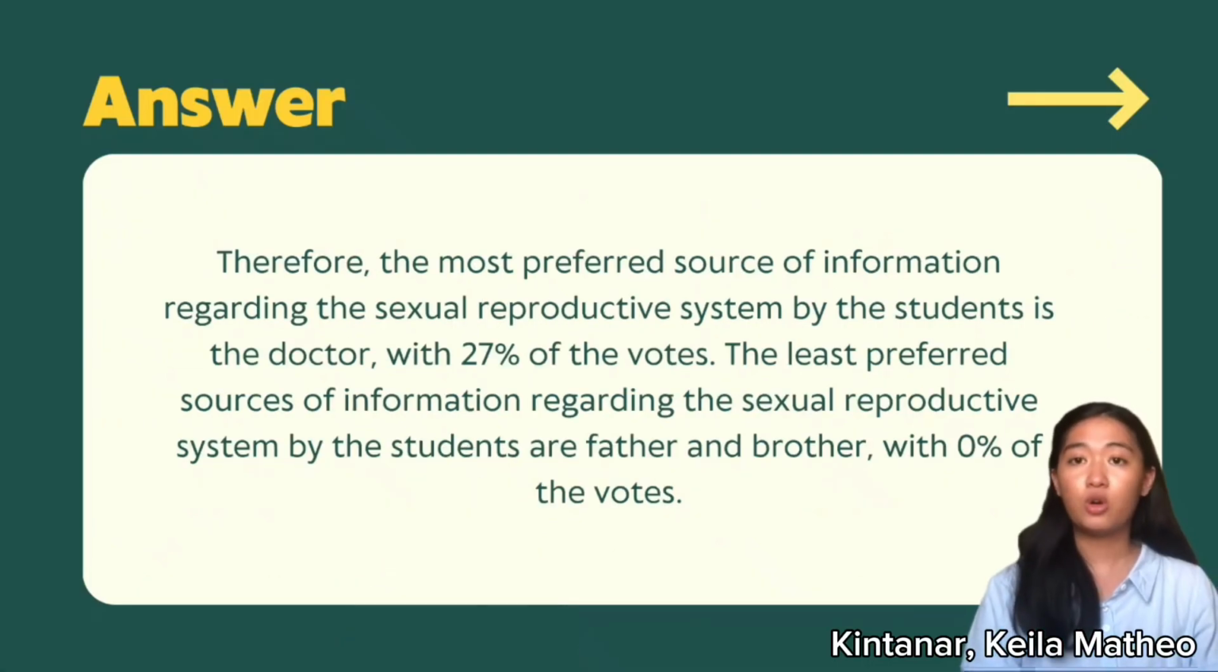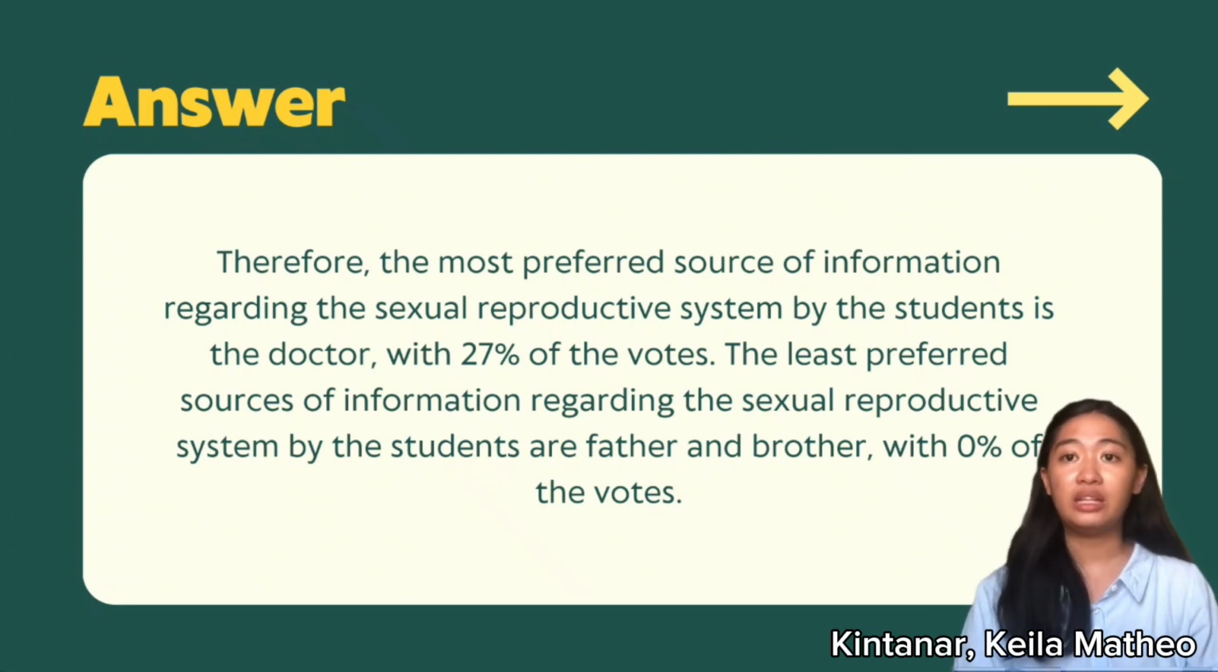Therefore, the most preferred source of information regarding the sexual reproductive system by the students is the doctor with 27% of the votes. And the least preferred sources of information regarding the sexual reproductive system by the students are father and brother with 0% of the votes.